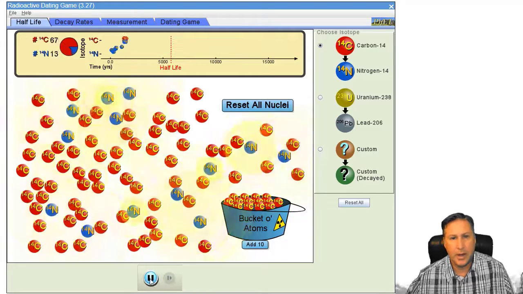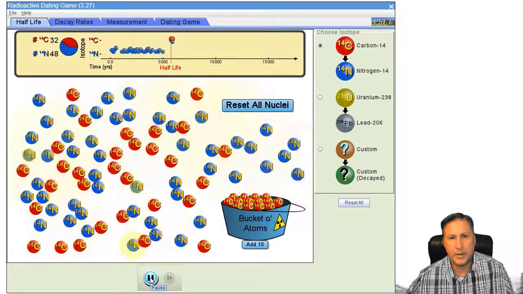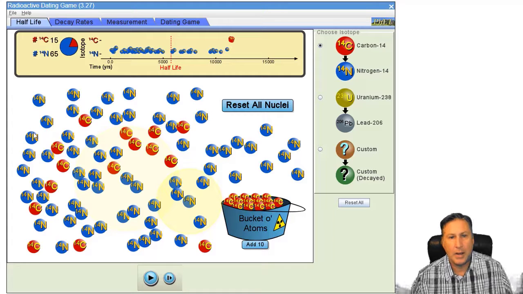We'll start again. And you can see we'll pause at one half-life. Half of the carbon-14 that was out of the bucket has now turned into nitrogen-14. If we continue letting this go, after about another half-life, which would be a total time of a little over 11,000 years, we should now see that only a quarter, or 25%, of the carbon-14 is still carbon-14. 75% of it, all the blue, has turned into nitrogen-14, the daughter cell.